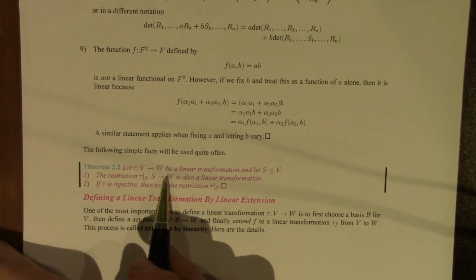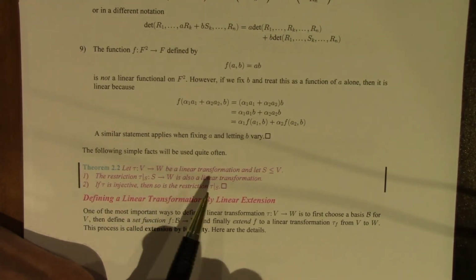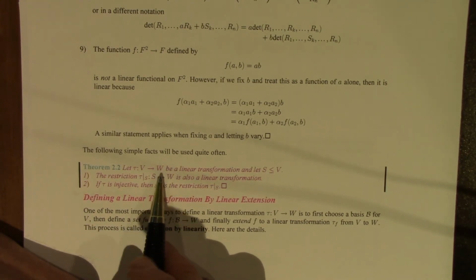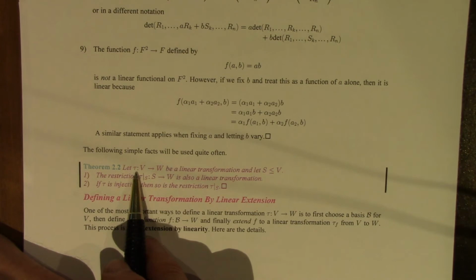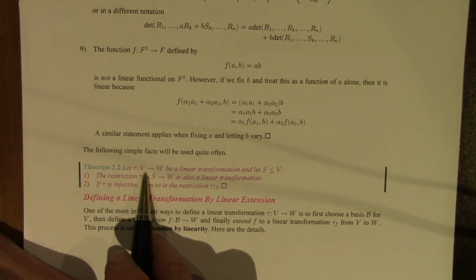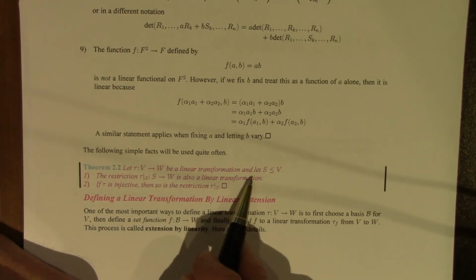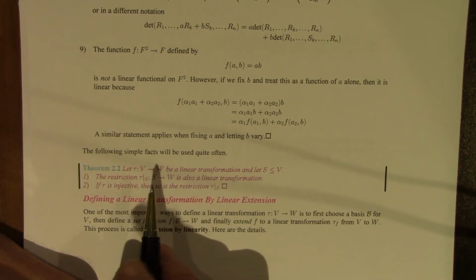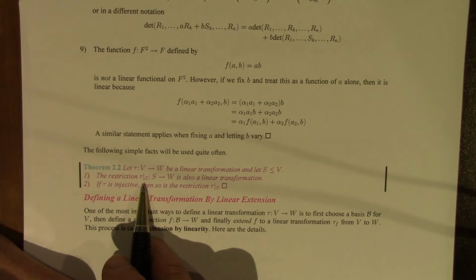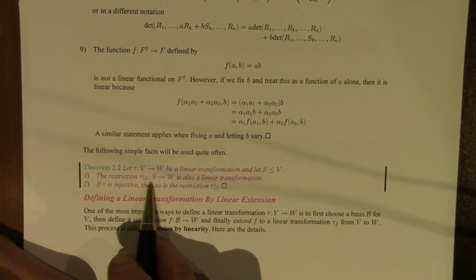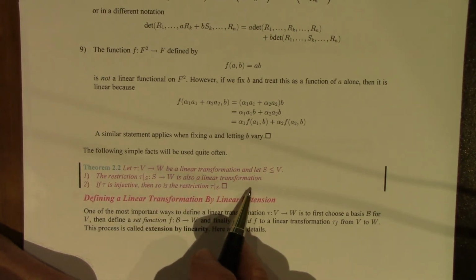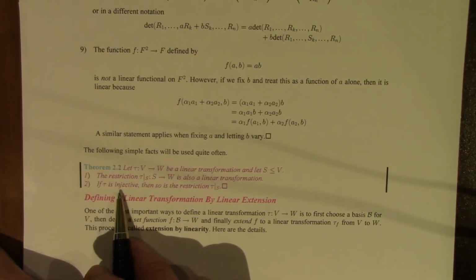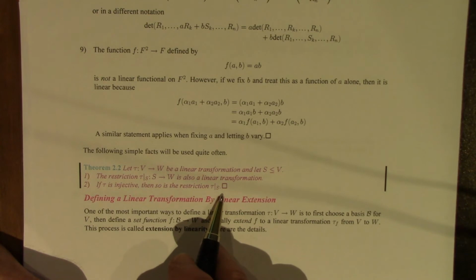Here is a simple result that we will actually use quite often, and I'm going to leave the proof for you as practice. Let tau map V to W be a linear transformation, and let S be a subspace of V. The restriction of tau to the subspace S is also a linear transformation. Also, if tau is injective, then so is the restriction.